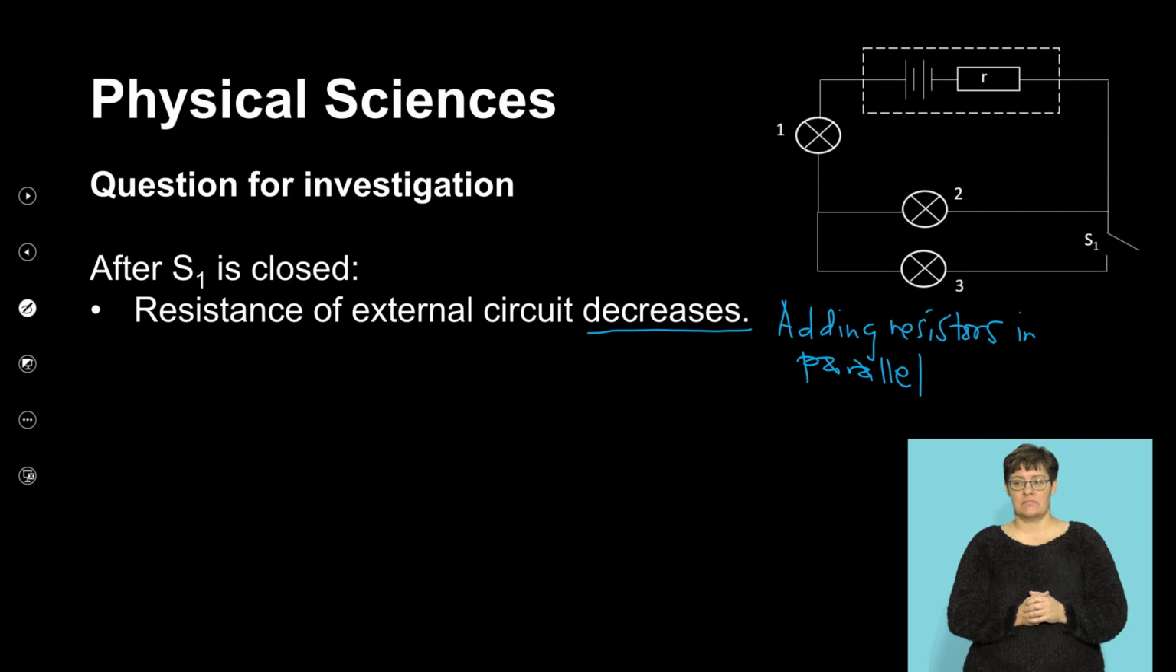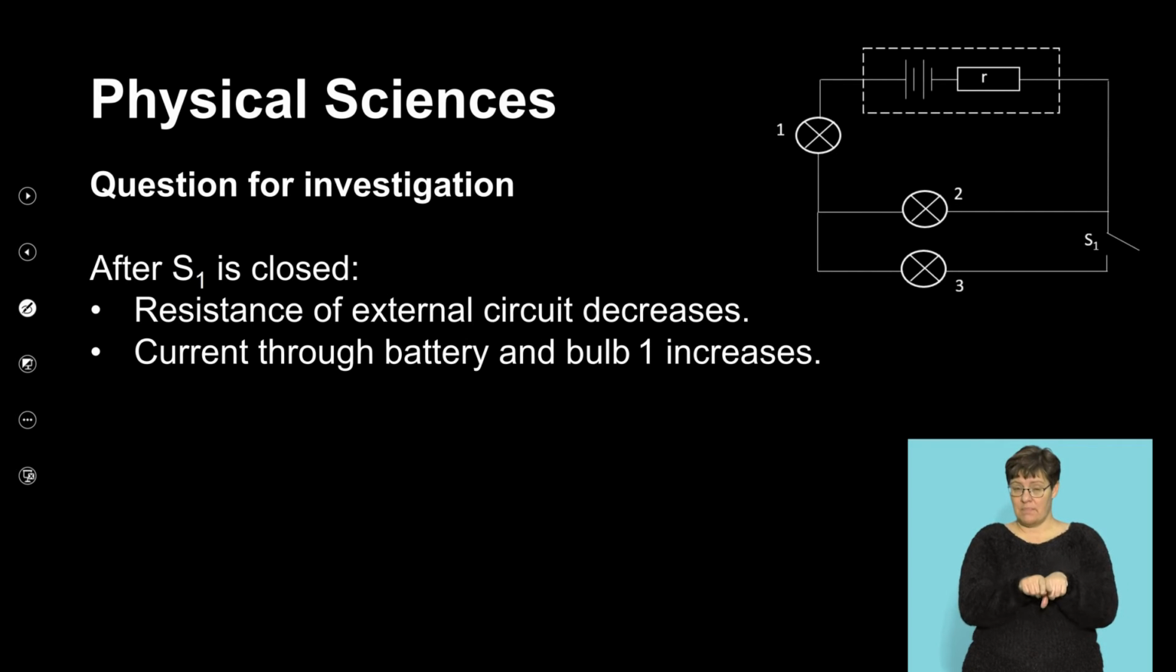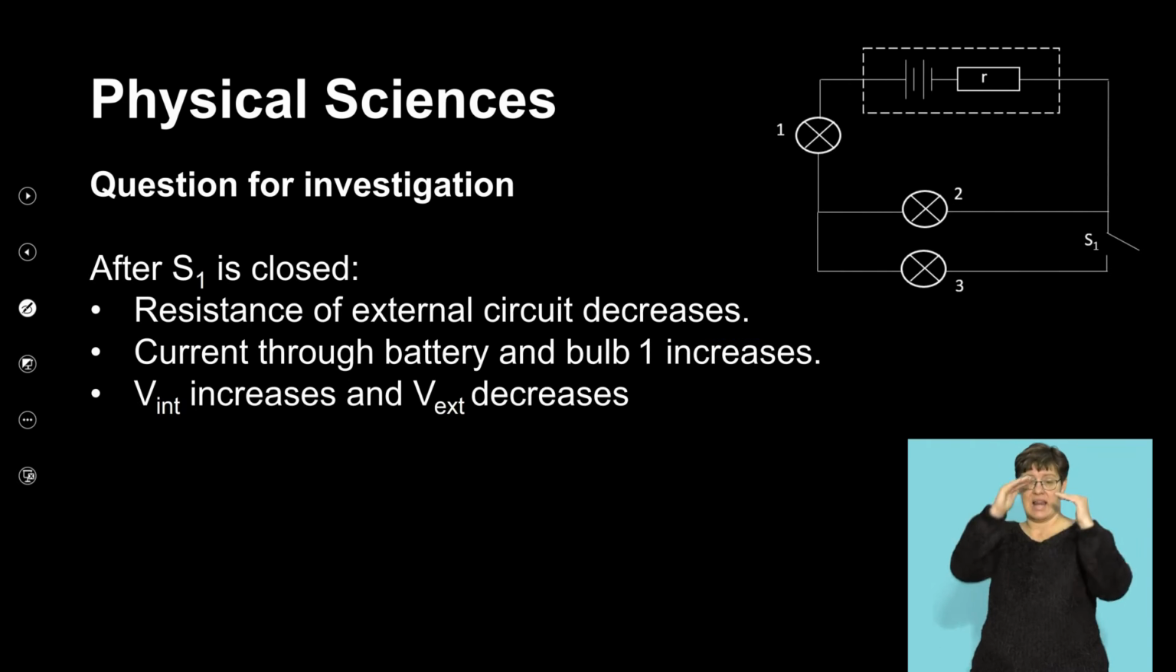That's a fact, okay? And then also the current through the battery, this is the total current. The current through the battery and bulb 1 increases. So this is the main current. There's an increase in main current due to a decrease in the resistance, right? Furthermore, internal voltage increases and V external decreases.